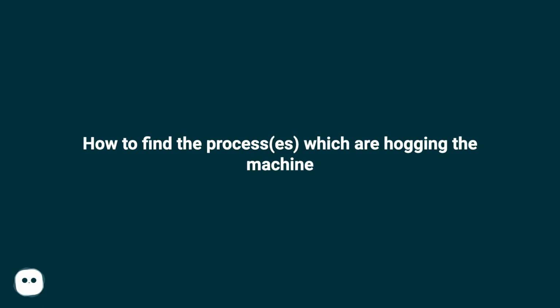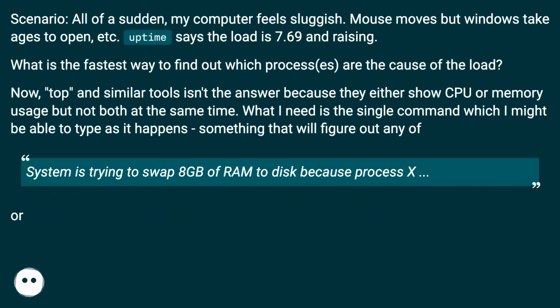How to find the processes which are hogging the machine. Scenario: all of a sudden, my computer feels sluggish. Mouse moves, but windows take ages to open, etc. Uptime says the load is 7.69 and rising. What is the fastest way to find out which processes are the cause of the load?